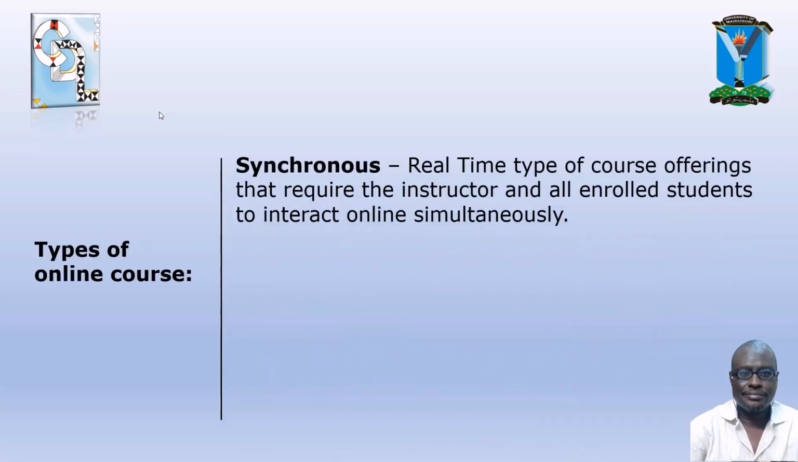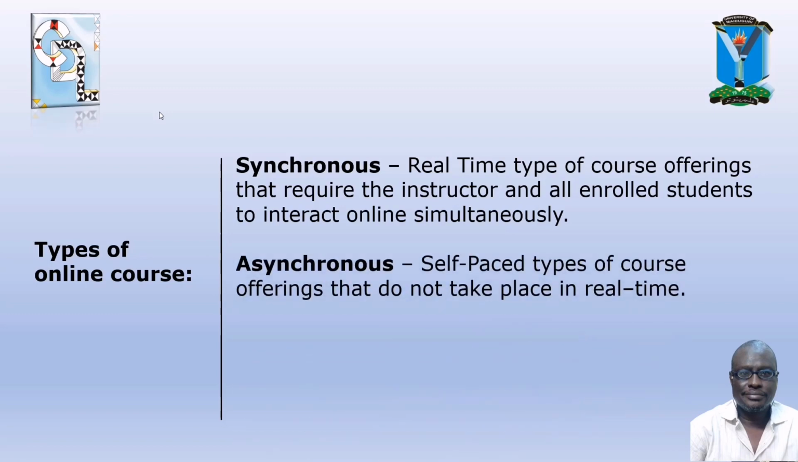These three types of online course that I want to talk about are synchronous, which is a real-time type of course offering that requires the instructor and all enrolled students to interact online simultaneously, similar in some ways to a webinar. Participants interact through text, video, or audio chat. Synchronous learning environments enable students to participate in a course from a distance in real time.